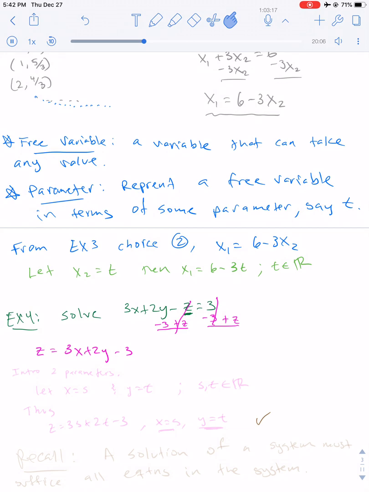Now, one way to parameterize this will be by introducing two parameters. So let's let x equal s and y equal t, again where s and t are real numbers. Thus, our parametric representation is z equals 3s plus 2t minus 3, x equals s, and y equals t.